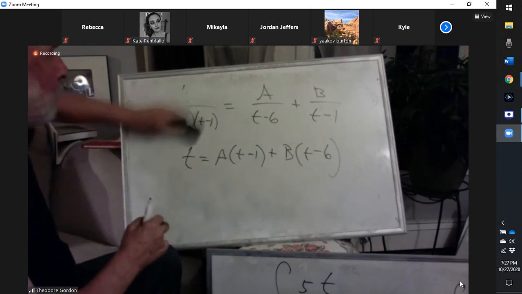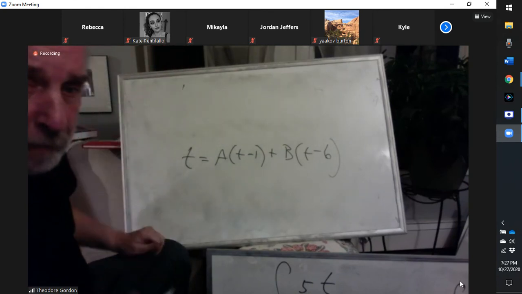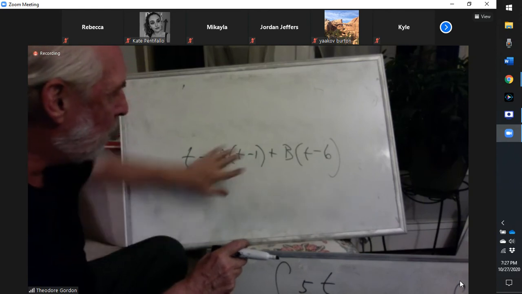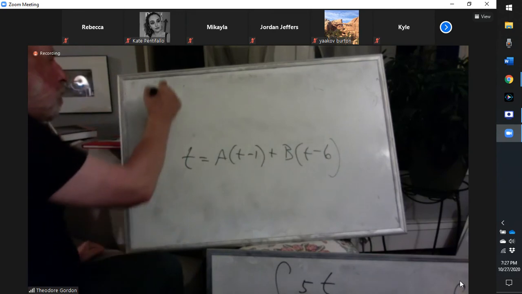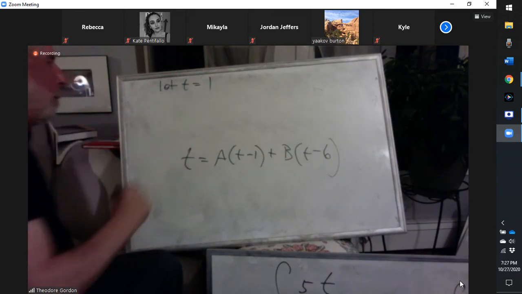Now in this problem, we can use a shortcut method. I can pick two different values of t, one to make the a disappear and one to make the b disappear. So if we let t equal 1.